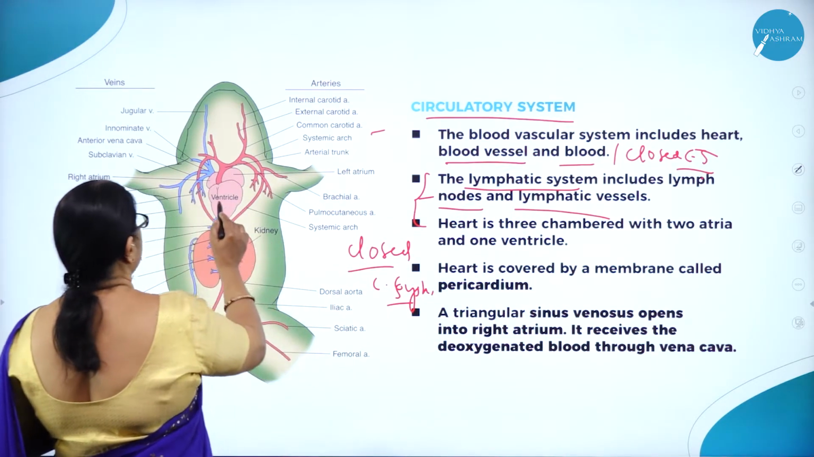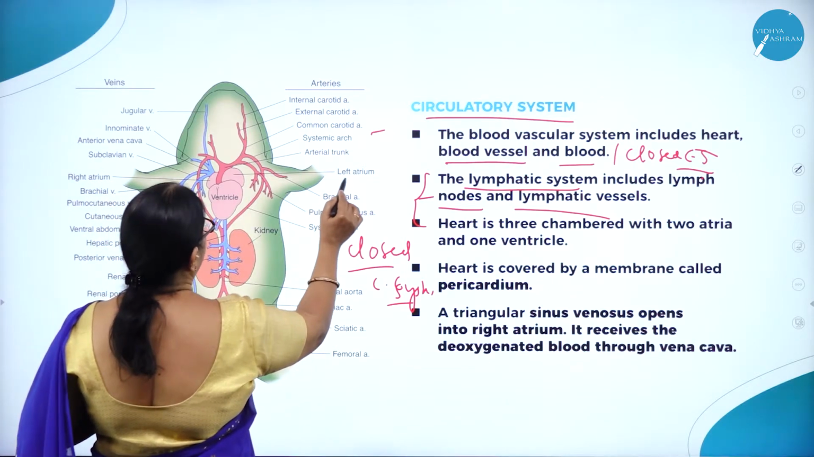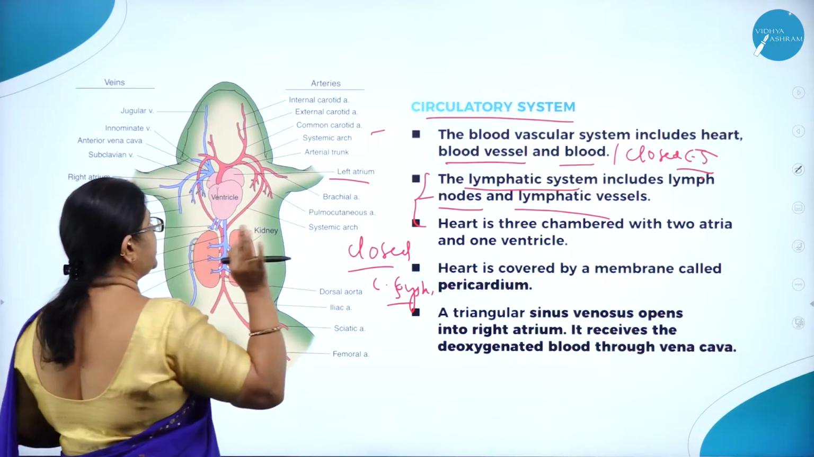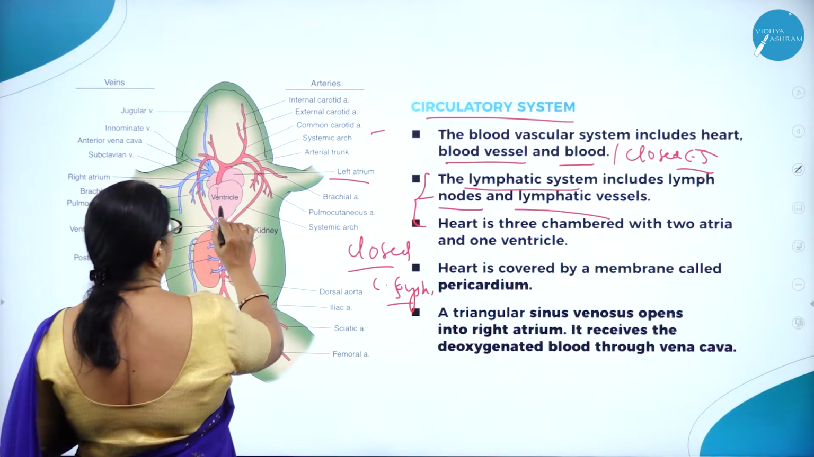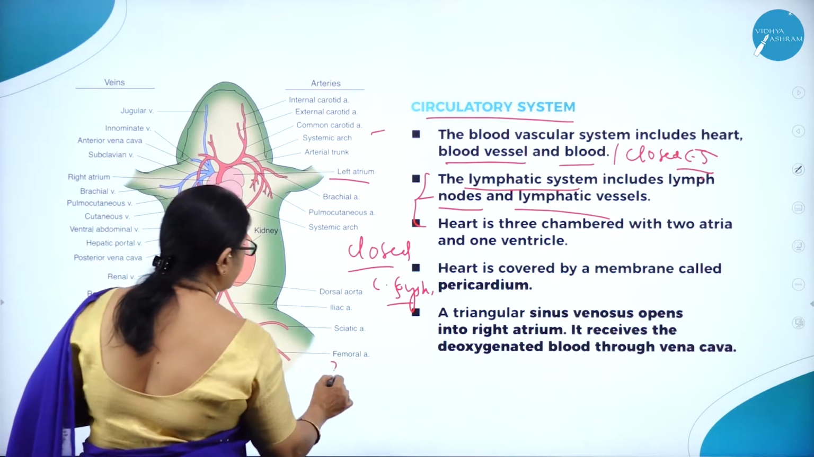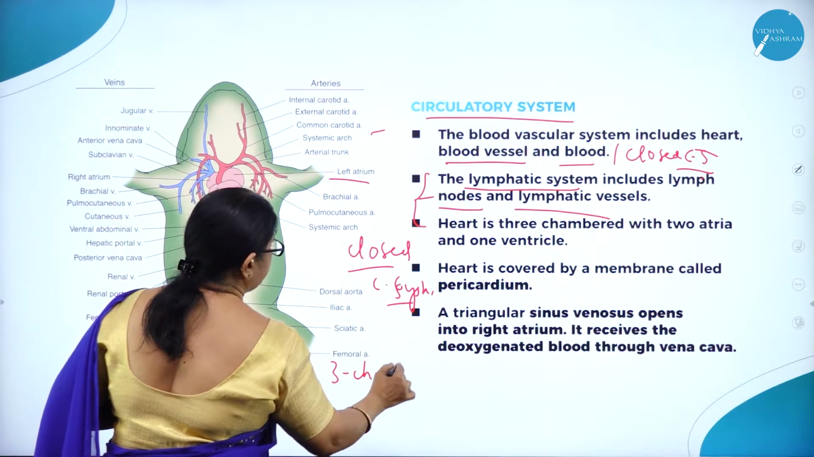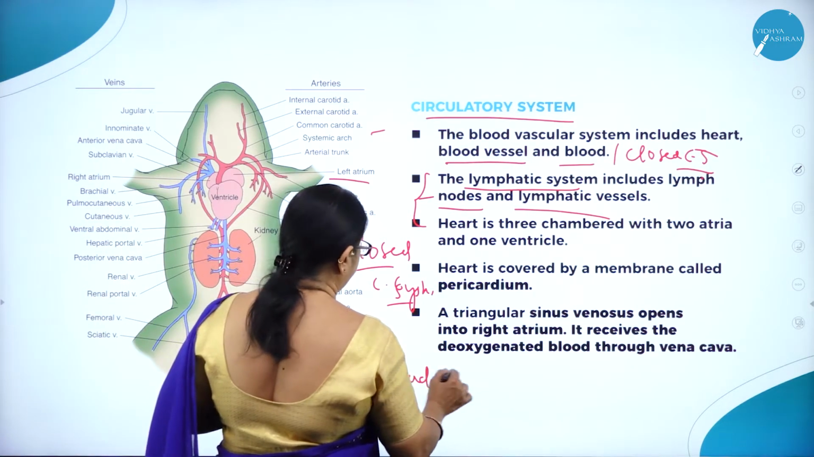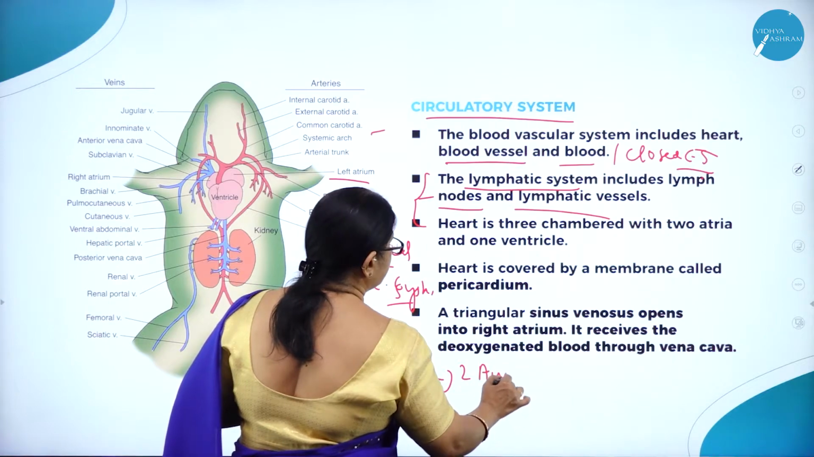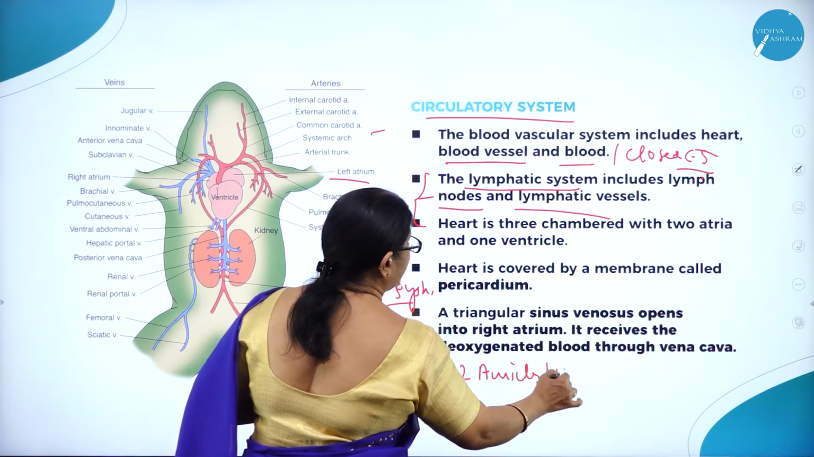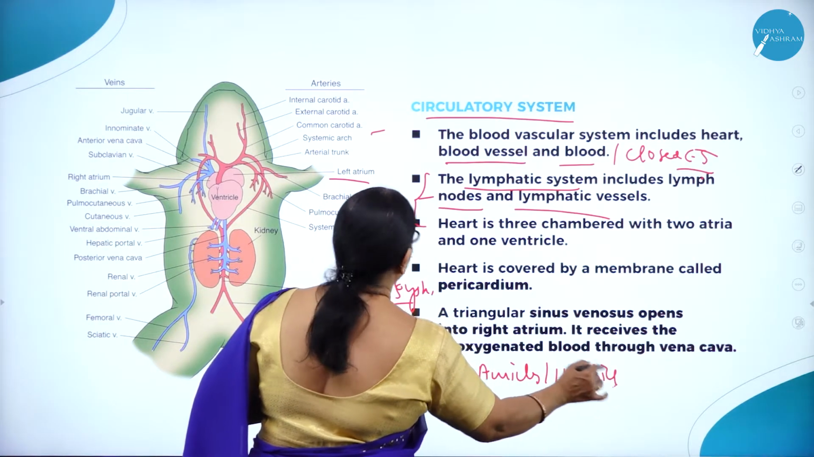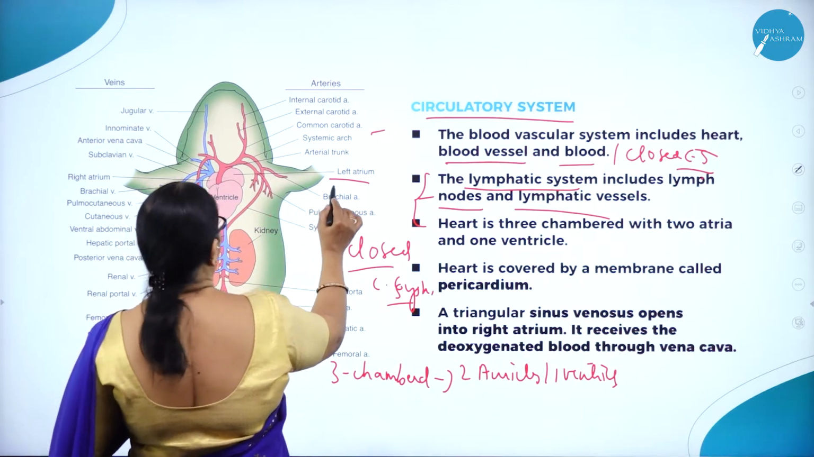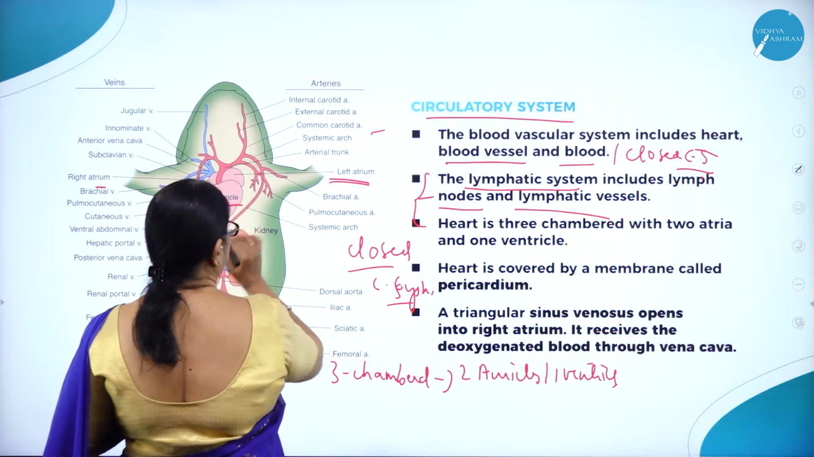Here you can see the heart. It is a three-chambered heart with two auricles and one ventricle, so it is called incomplete circulation. Here you can see two auricles, the left atrium and right atrium, and one ventricle.